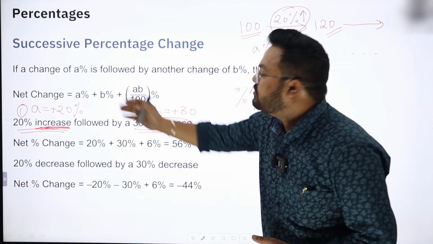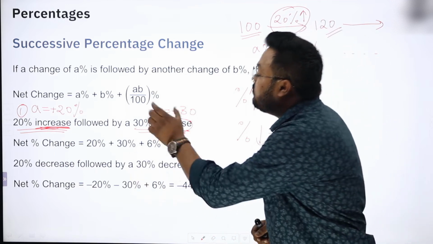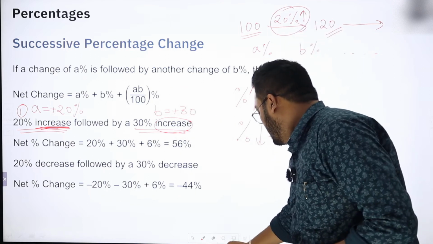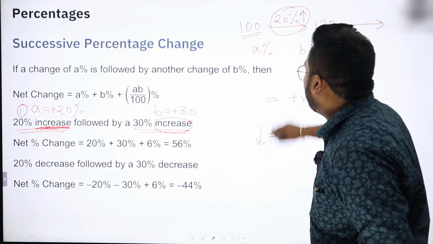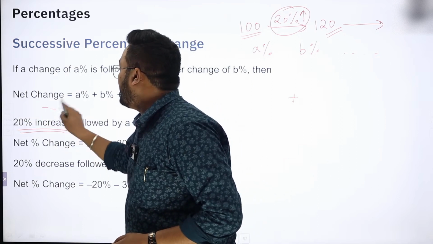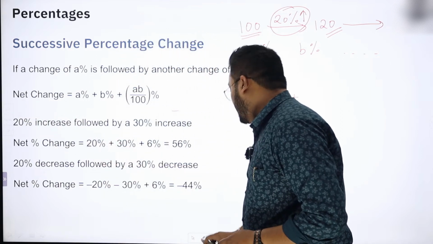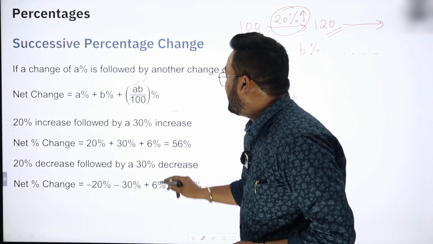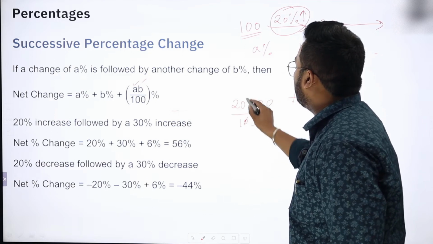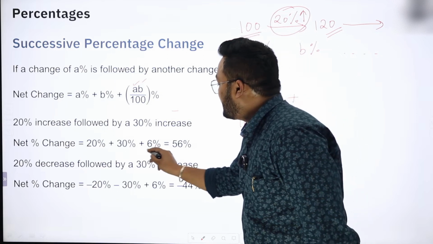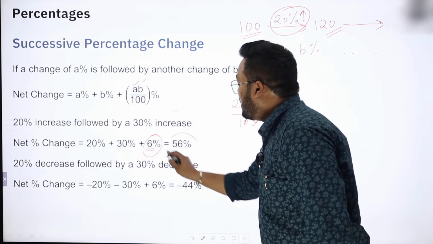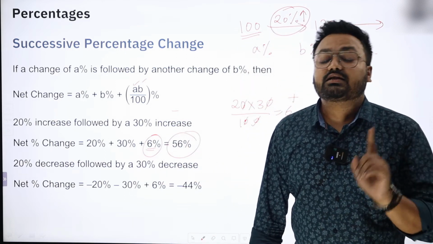Now we will put these values in this formula and see what net change these two values will give. The value of A is 20 and B is 30, and the product of A and B, that is 20 into 30, divided by 100 gives us 6. So the third term is 6%. So 20 plus 30 plus 6, our result is 56%. This is my first case.